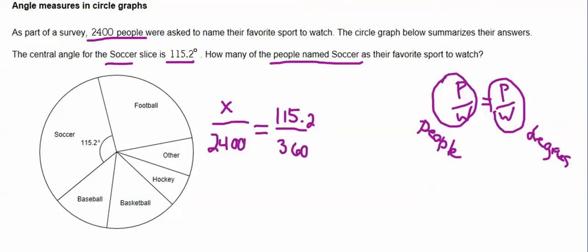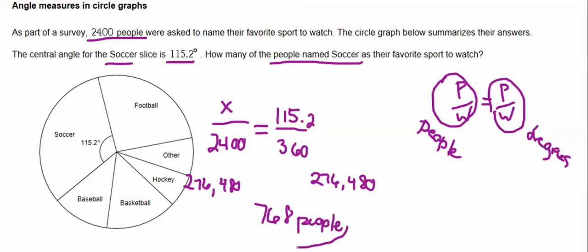From there, you're going to use your cross products. We're going to multiply 115.2 times 2,400, and I get 276,480. Cross products are always the same, so this diagonal is also 276,480. Something times 360 equals 276,480. Working backwards, we're going to divide by 360, and we get 768. Okay. So 768 people prefer soccer.